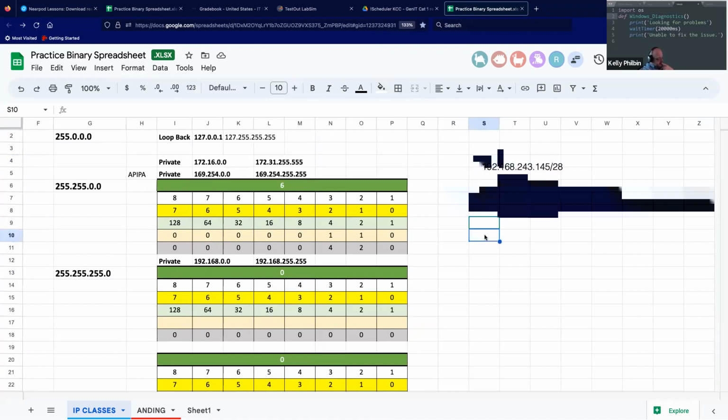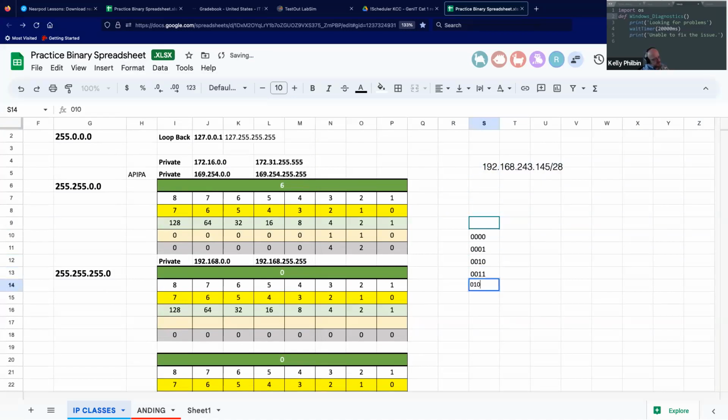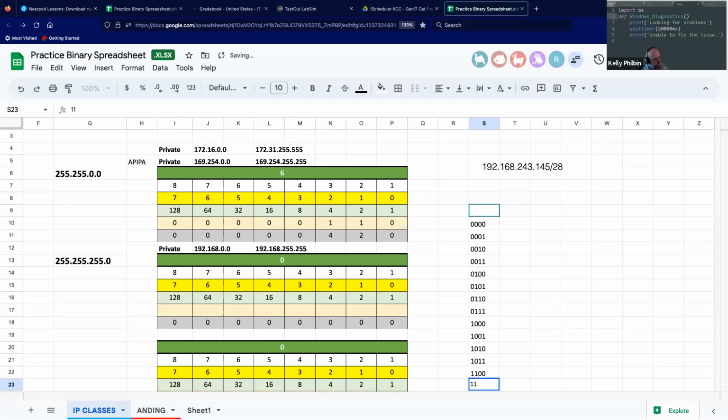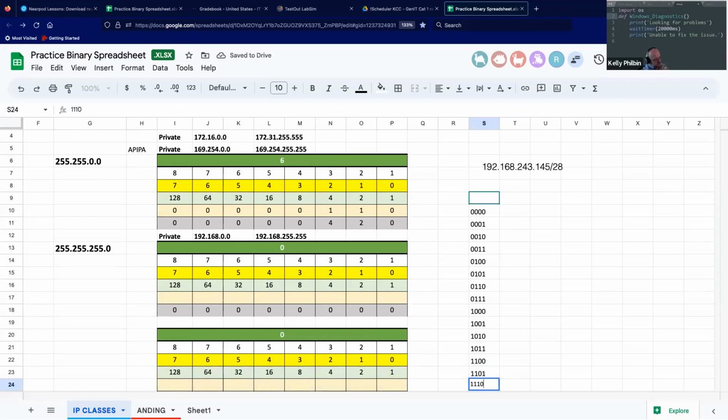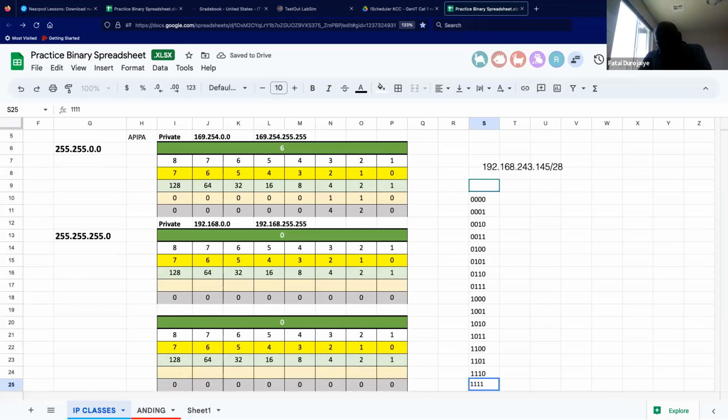So we have network 0000, 0001, 0010, 0011, 0100, 0101, 0110, 0111, 1000, 1001, 1010, 1011, 1100, 1101, 1110, and 1111. All right.